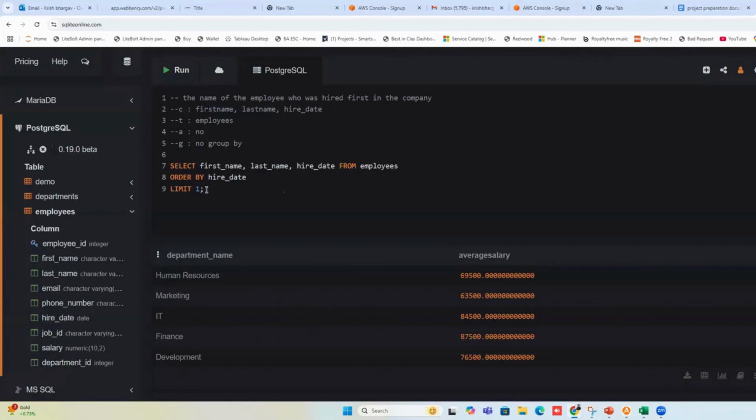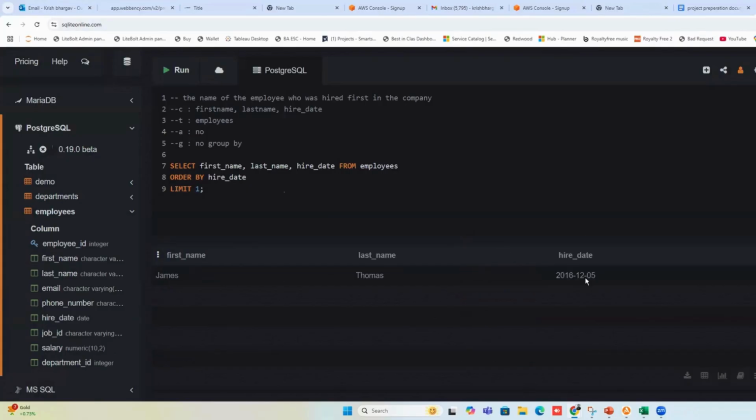So when I do an ascending order on hire date, don't you think the first, oldest employee will be on the top? Yes, sir. And then he only wants one name, which is why I'm doing limit 1. So I will only get the name of the oldest employee in my database. You understood this, guys? Yes, sir.